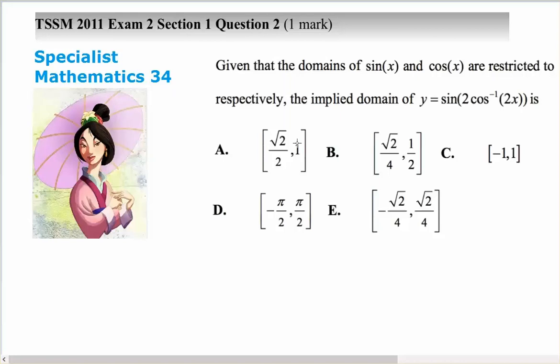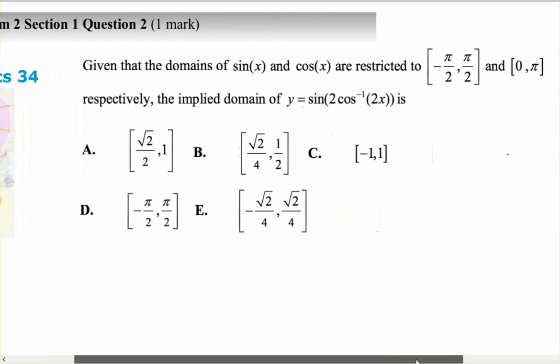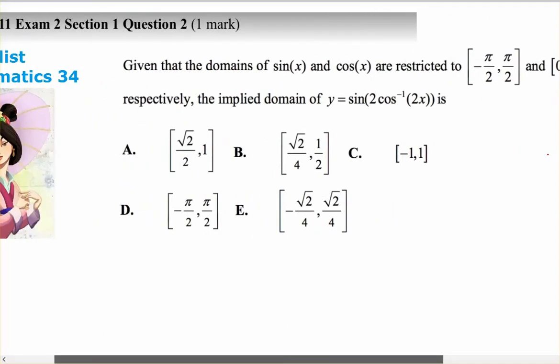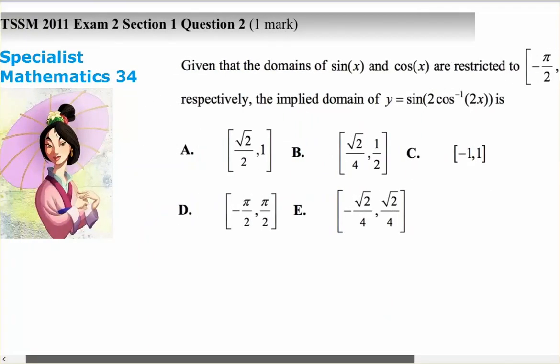This is for Year 12 Specialists. It comes out of the TSSM 2011 Exam 2 Question 2 in Multiple Choice about implied domains for composite inverse trigonometric functions. Given that the domains of sine and cos have these restrictions, and these restrictions are the normal restrictions for sine and cos, therefore what's the implied domain of this particular function?